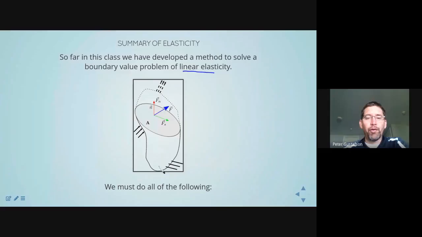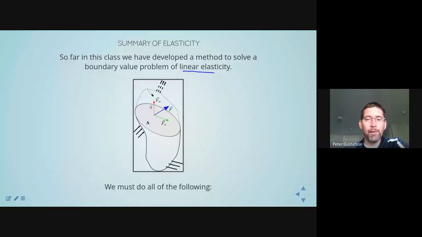Boundary value problem refers to the external surfaces and anything that passes into or out of the body in terms of loads. Linear elasticity is what governs the internal mechanics of the problem. So this ends up being 18 equations and 18 unknowns at every point in the body, an infinite number of points, in fact, and it can be quite challenging to solve. Now, we must do all of the following.